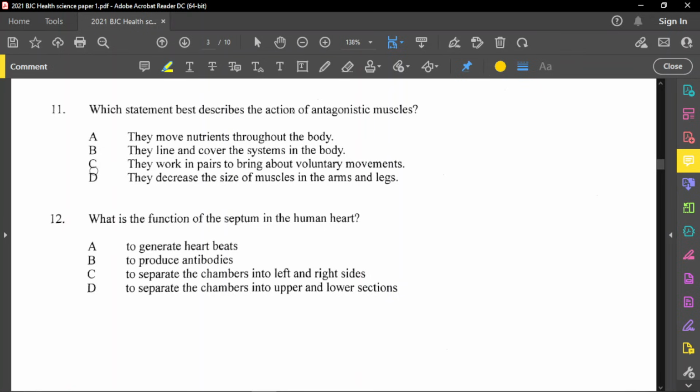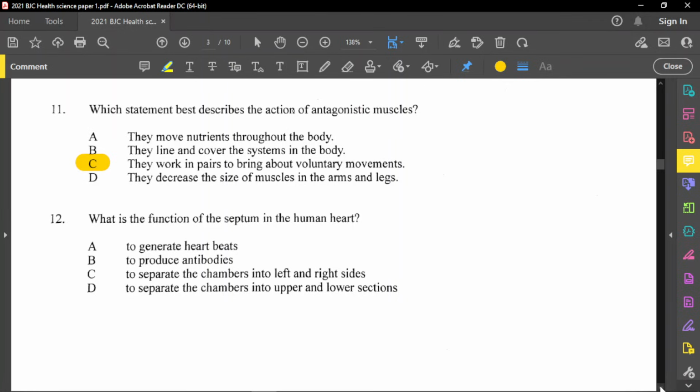They work in pairs to bring out a voluntary action, correct. Because again, as one is relaxing, the other one is contracting. And a pretty much example of this is the movement of the arm by the bicep and tricep. So when the bicep is relaxing, the tricep is contracting. All right, so they work oppositely to bring about an action. So actually, they work in pairs.